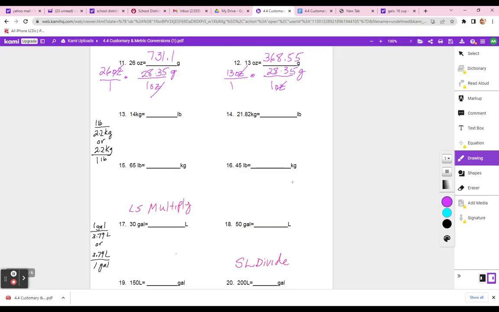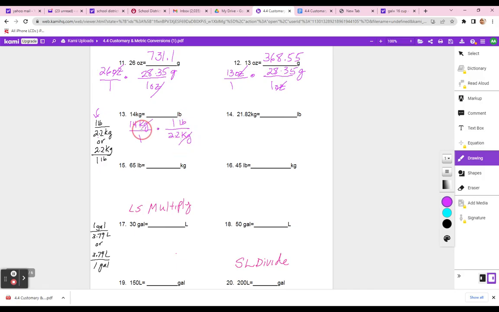All right, so now we need another conversion factor because we're converting from kilograms to pounds. So here is the conversion factor we're going to be using. 1 pound is 2.2 kilograms, or 2.2 kilograms is 1 pound. So we'll start with 14 kilograms. We want the kilograms to divide out, so we're going to need kilograms on the bottom. So we're going to use this conversion factor. 2.2 kilograms is 1 pound.